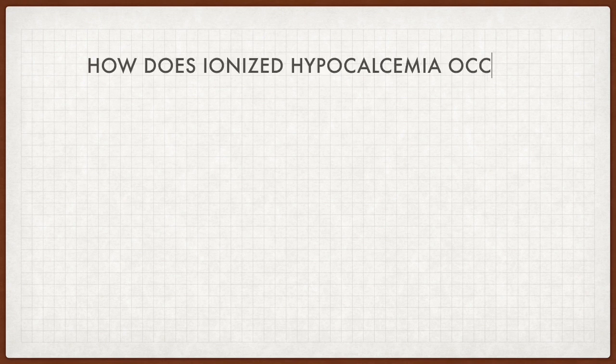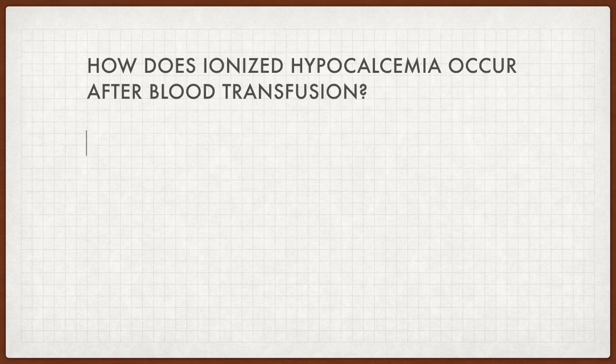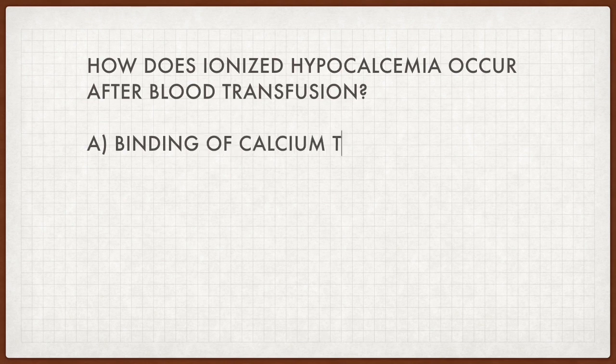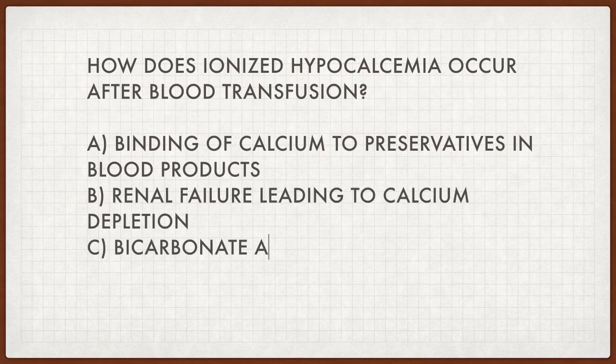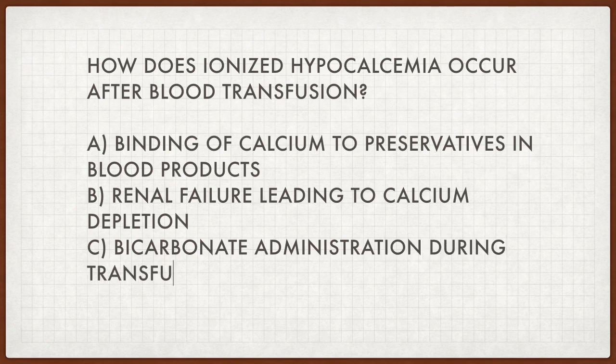How does ionized hypocalcemia occur after blood transfusion? A. Binding of calcium to preservatives in blood products. B. Renal failure leading to calcium depletion. C. Bicarbonate administration during transfusion. D. Increased intracellular to extracellular calcium ratio.